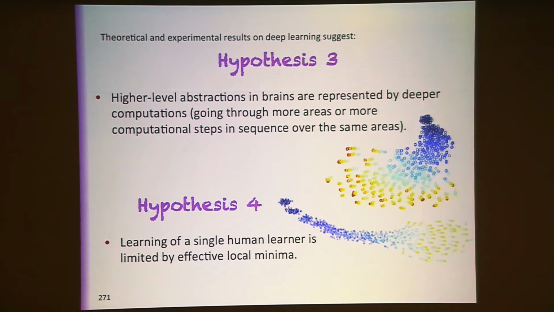Furthermore, based on all the work we've done on deep learning, both from a theoretical point of view and an experimental point of view, with local minima and so on, another hypothesis is that higher level abstractions in brains are represented by deeper computations, more levels, or a longer sequence of operations. So that's also quite plausible, but of course it's something that needs more testing than the first two hypotheses. If that's true, then we would conclude that learning in single human learners is limited by these local minima issues.